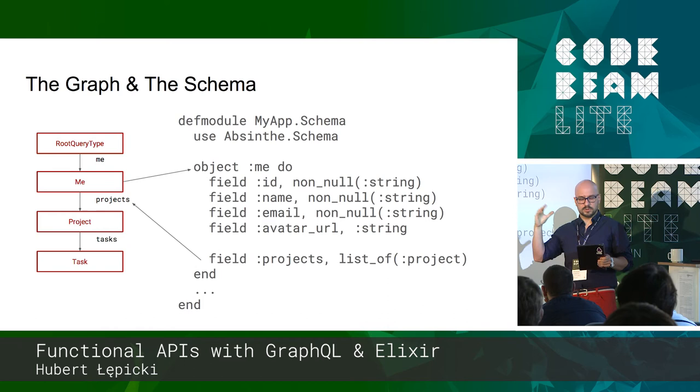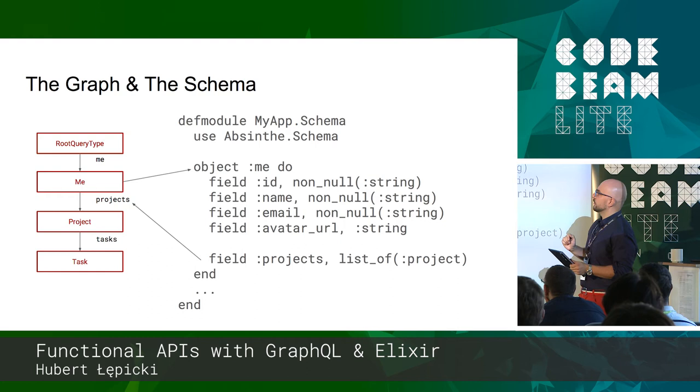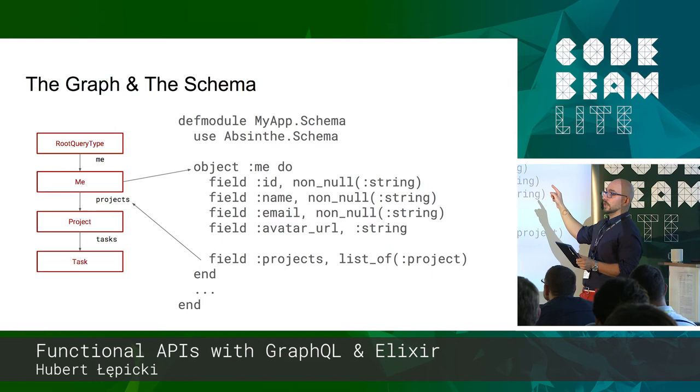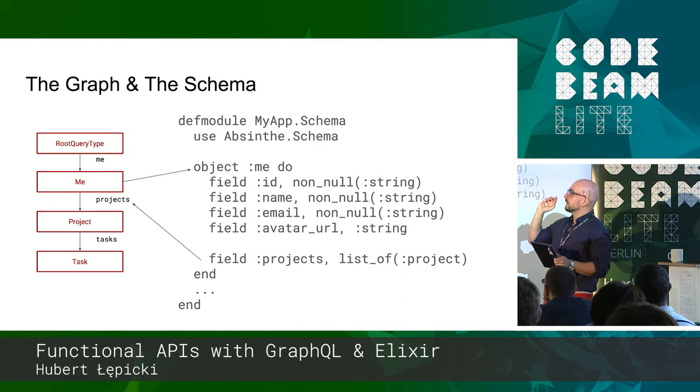So you define your objects with a custom macro provided by the Absinthe schema module, saying that this is an object of type me, and it has those fields. It has an ID with a required string. That's probably actually going to be ID. That's an error. But it has a name that cannot be null, and it's a string.